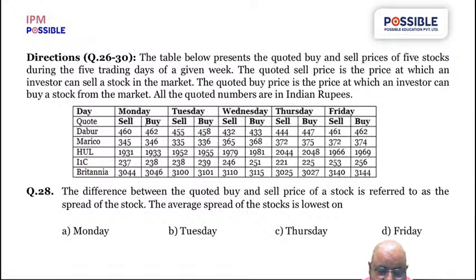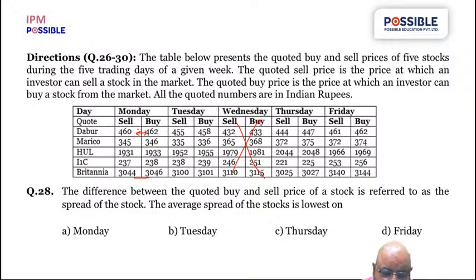The difference between the quoted prices is the spread. We have to find out the lowest average spread. Except Wednesday, all the options are there. So if I look at the overall difference, I'll be able to calculate the value, right?